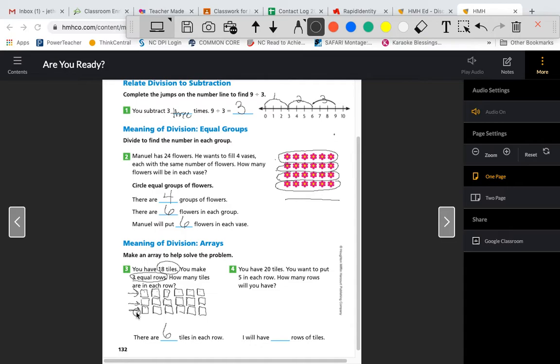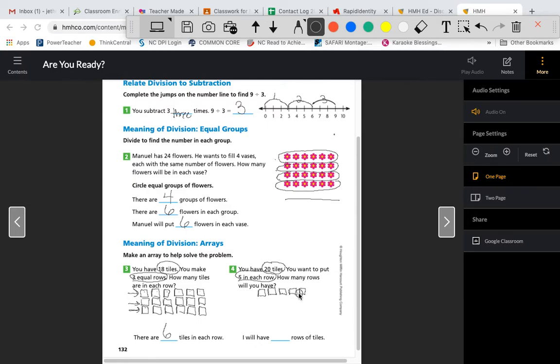All right, number 4, you have 20 tiles. You want to put 5 in each row. How many rows will you have? Well, let's start. So the information they give us this time is how many are in each row. In the last problem, we talked about the number of rows we have. So 5 tiles in each row. So I'm going to make my first row. I'm going to count out 5 tiles. 1, 2, 3, 4, 5.